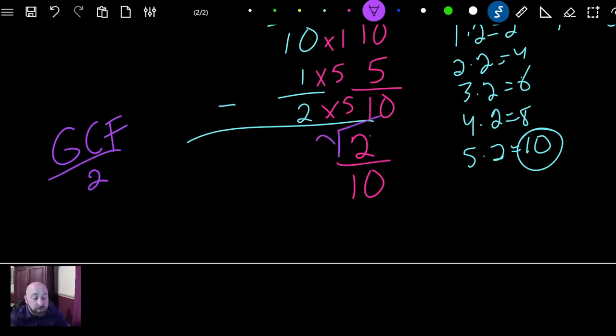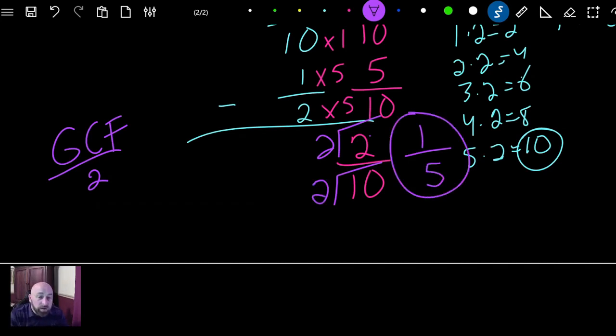And so 2 goes into both of these. 2 goes into 2 1 time. 2 goes into 10 5 times. The answer to this problem is 1/5 because you have to reduce. And if you're not good at this, you just need to practice it. The more you practice, the better you will get, I promise you.